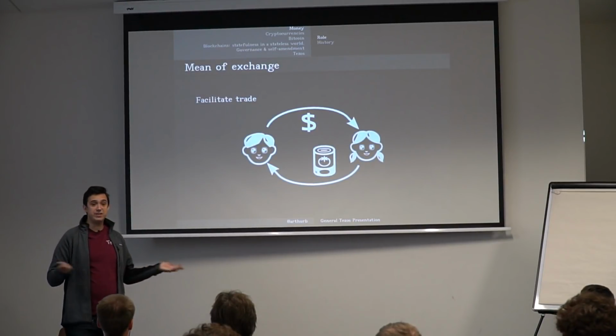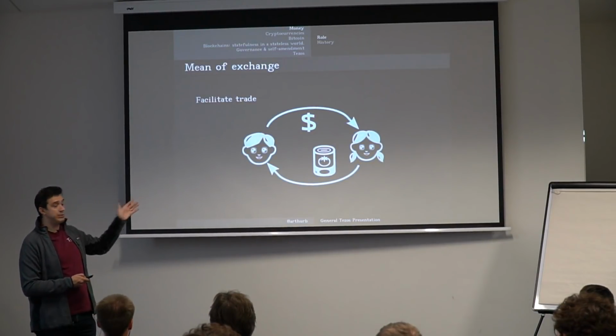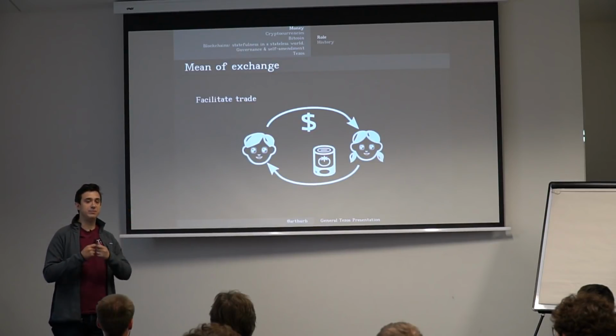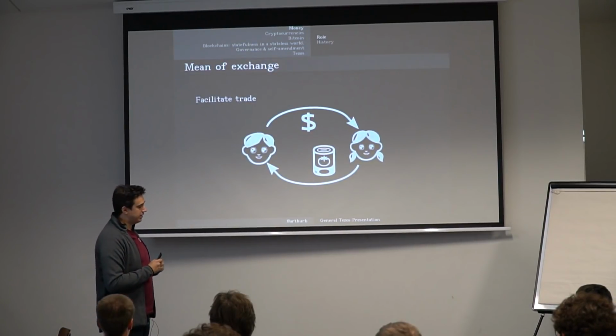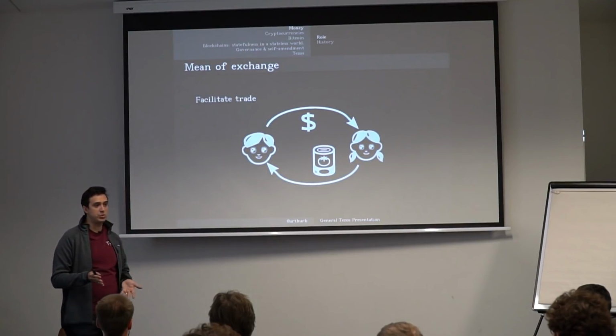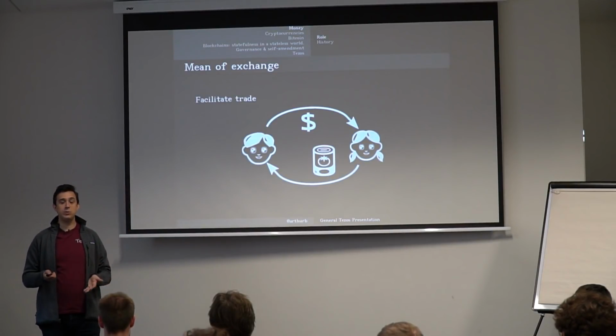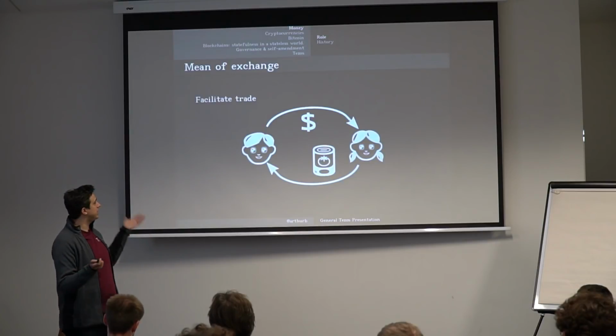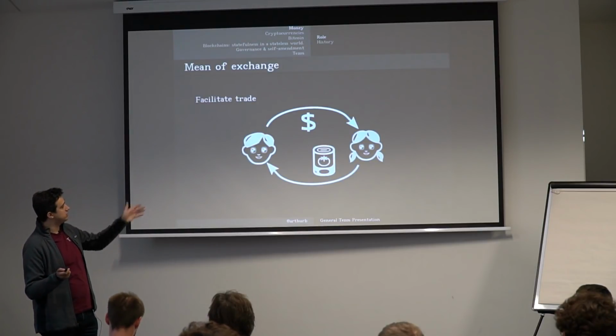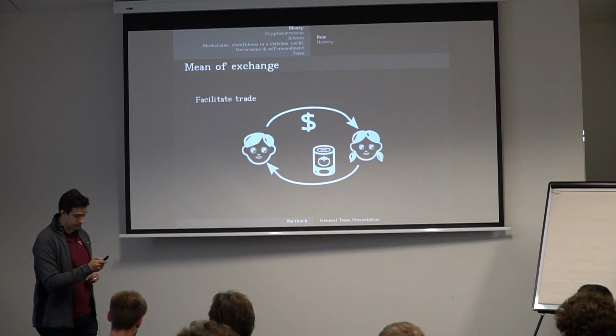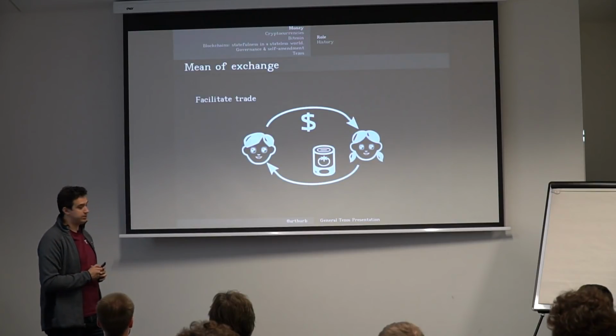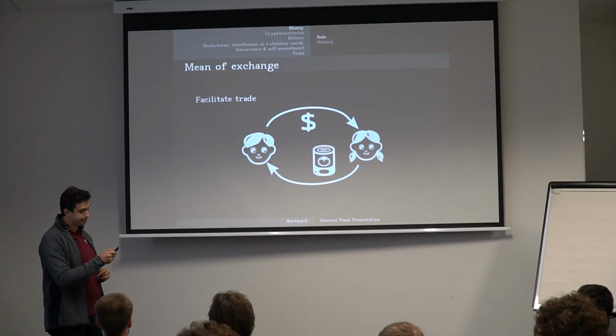The other one is a mean of exchange. So you have a can of tomato soup, and I have some money, and I pay you, and you pay me the can. And so that's slightly different, but it's also tied. You know, it's a store of value. Why does it store value? Well, because I will be able to use it to buy goods. So that's a mean of exchange aspect of money.